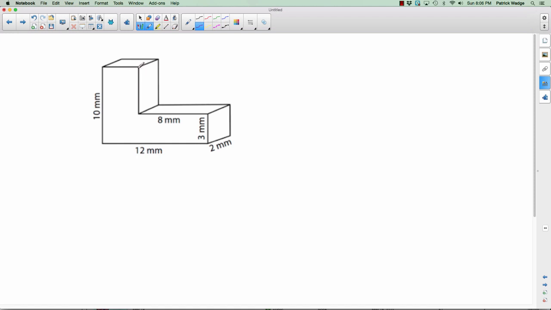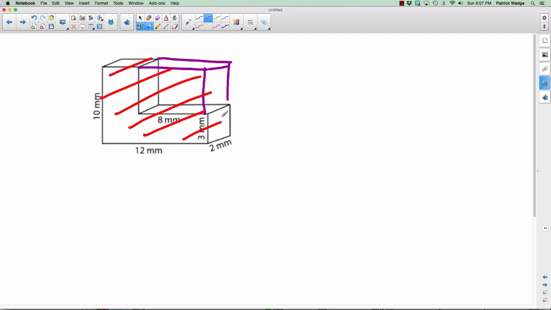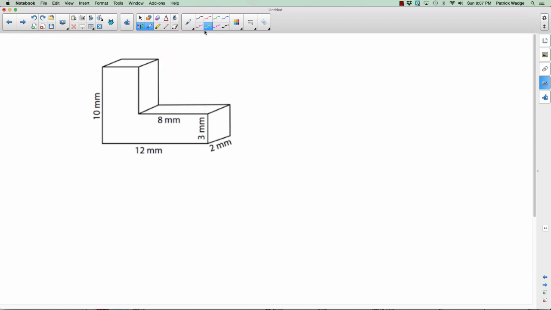You can either, it's going to be hard to draw, you can either make this a shape where it's filled in, right? Find the volume of this whole rectangular prism, and then subtract this bit in here. You could do that. Or you could cut, couldn't you? There's two ways you could cut it.